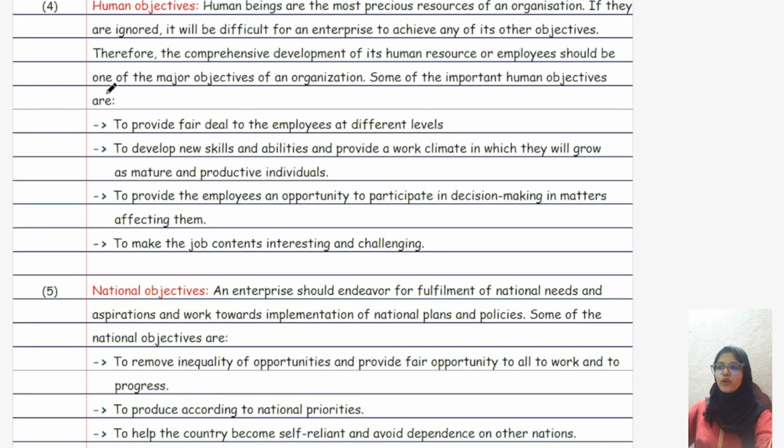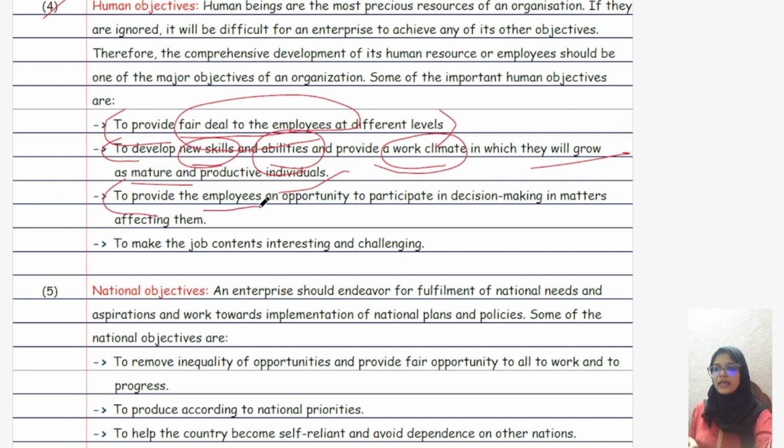Then we have human objectives. That means to provide a fair deal to the employees at various levels. Like you have employees at all levels, right? So you're giving proper wages, proper salary to them, and developing new skills and abilities, providing a work climate in which they will grow as mature and productive individuals. And to provide the employees an opportunity to participate in decision making, like hearing them, asking them, "Say, what is the problem you have? I'll solve your problems. And do you want to put some inputs in the decision making process?"